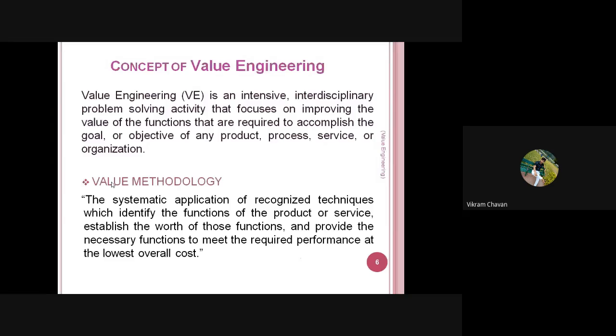So for that purpose, one has to recognize the functions, required functions in one of the product.